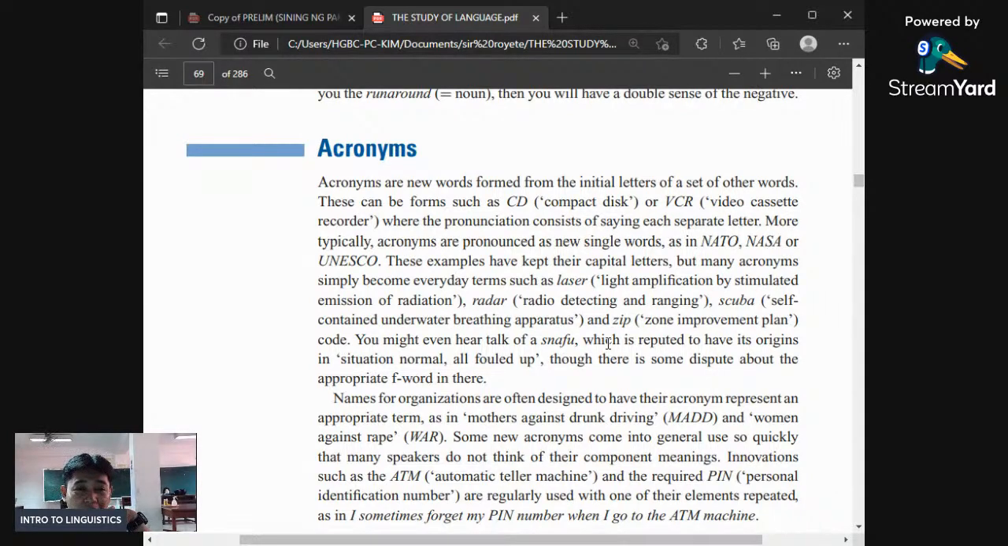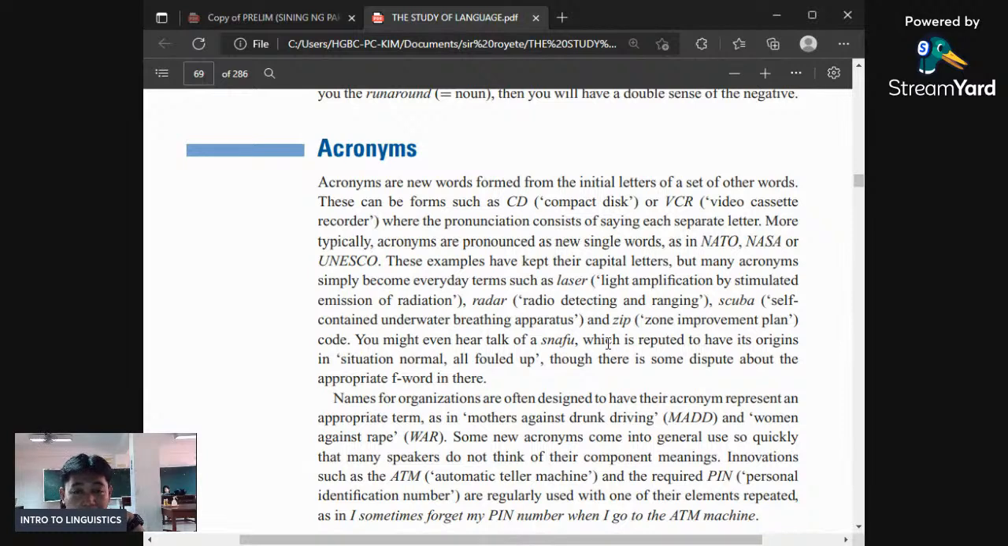But also there are words na hindi capital letters lagi. For example, laser, light amplification by stimulated emission of radiation. That's the full term for laser, di ba? Laser. Also have radar, radio detecting and ranging, scuba, self-contained underwater breathing apparatus, zip, zone improvement plan. Snafu, situation normal, all fouled up.